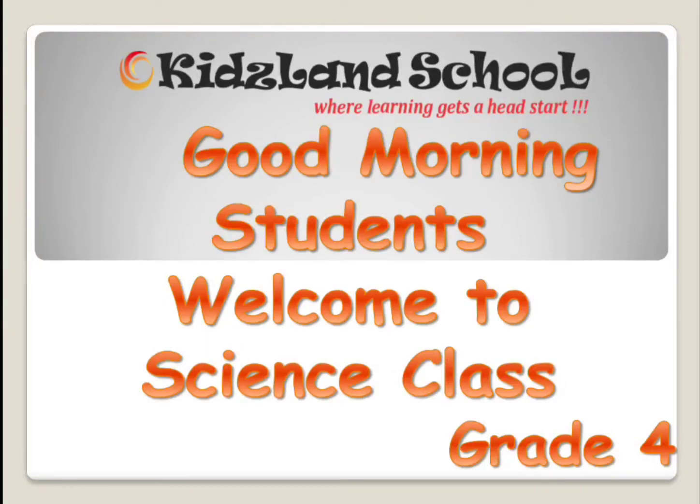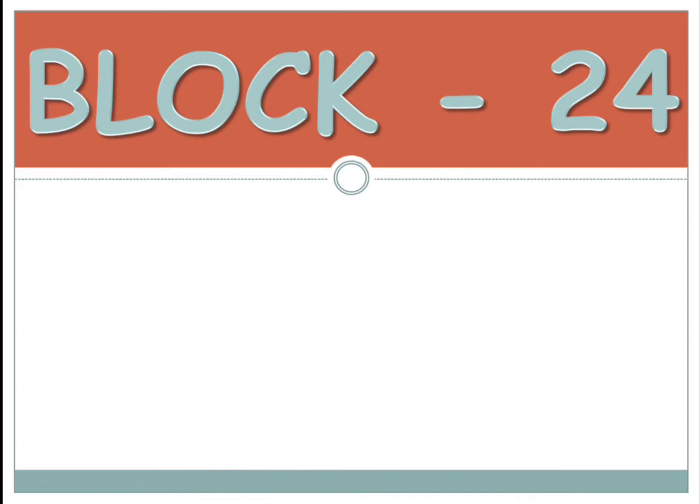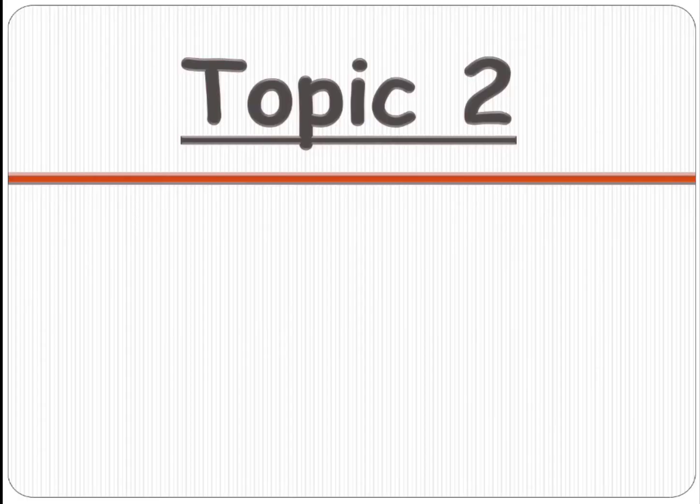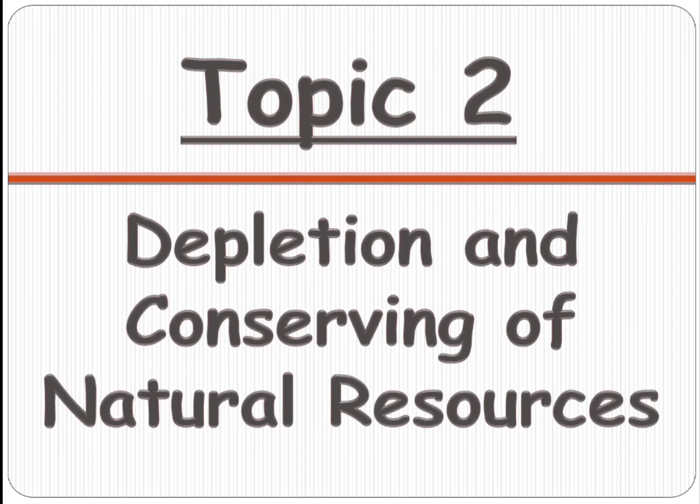So, in science, we are learning block 24, which is save natural resources. We have learned what natural resources are and what their uses are, isn't it, children? Today, in the second topic, we are going to learn why we need to save the natural resources and how we can save them. The topic name is depletion and conserving of natural resources.